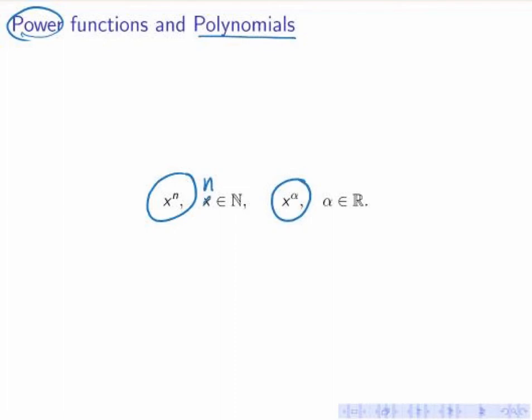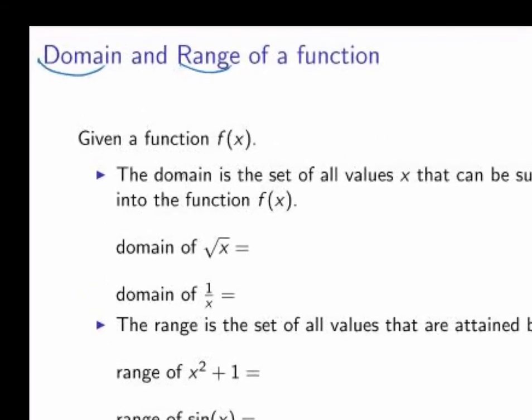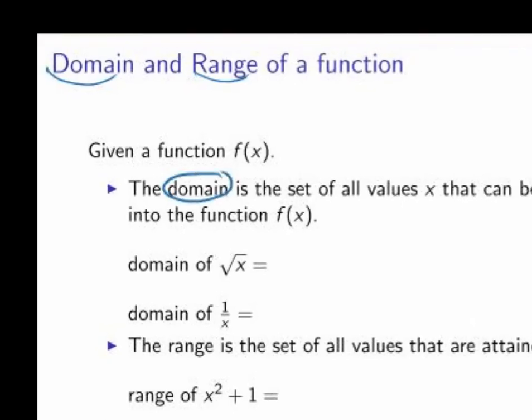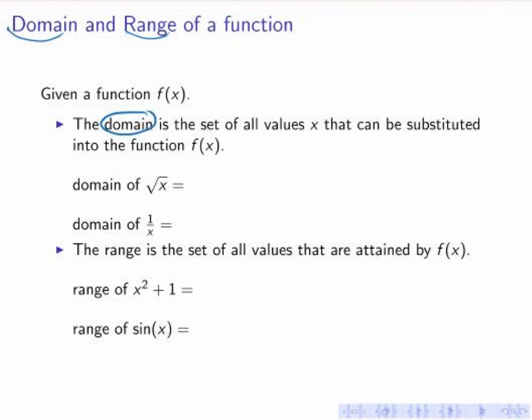Now, of course, natural numbers are real numbers too, so these x to the n's, in fact, are of the form x to the alpha also. But still, it does make sense to look at the x to the n format first. Before I do this, though, I would like to recall two important concepts, which is domain and range of a function. So given any function f, then the domain is the set of all values x which can be substituted into this function f. When am I able to substitute a value into a function and when not?